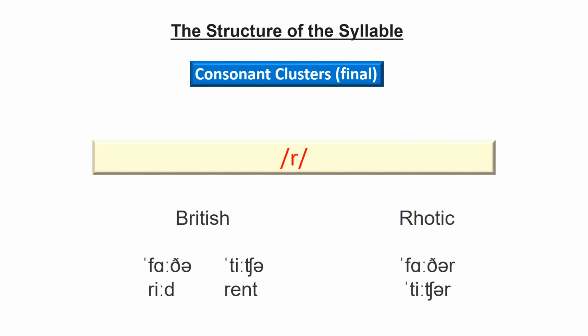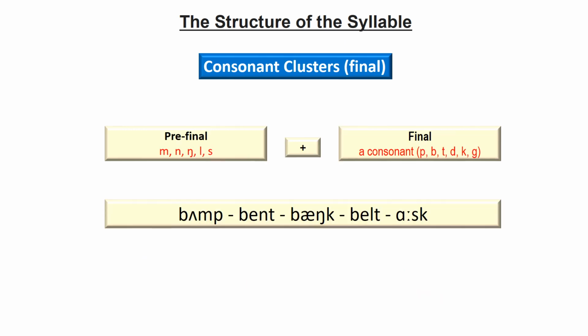The sound R doesn't usually occur syllable final in British English. It is only pronounced when followed by a vowel. However, in American English and other rhotic accents, the sound R is always pronounced.